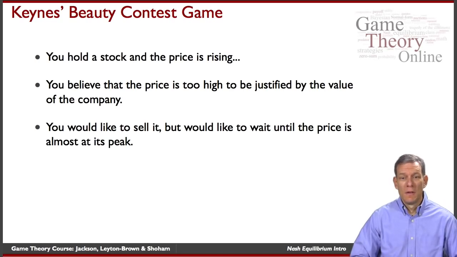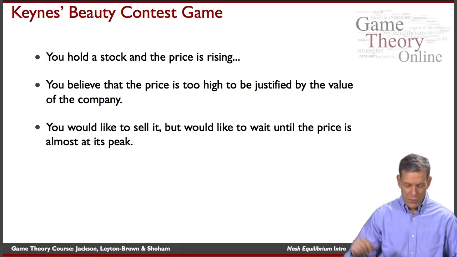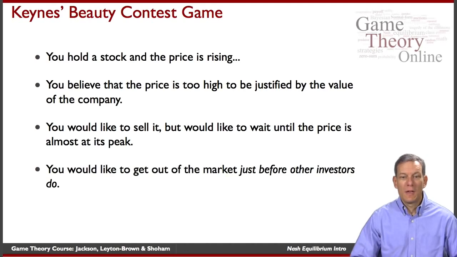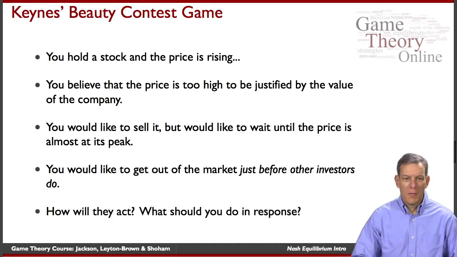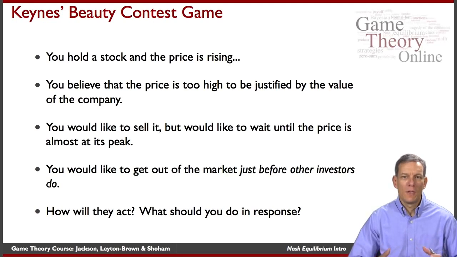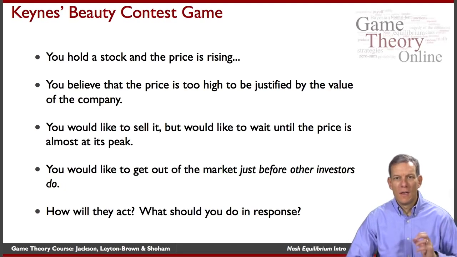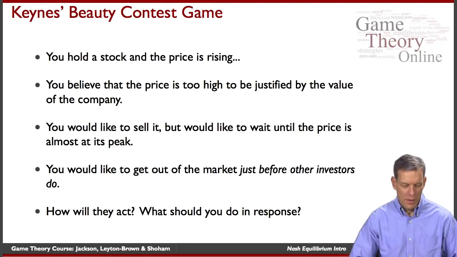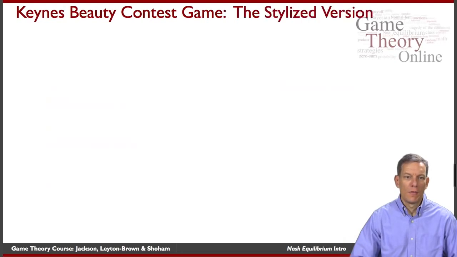You'd like to sell it, but you'd like to wait until the price is at its peak, just where it's going to hit its maximum before you sell. So you want to get out of the market just before the other investors do. This is a game where you have to predict what other people think about the stock price, what they're going to do, and when they want to get out. How will they act? How should you respond to that? The basic ingredients of Nash equilibrium are having some prediction of what other players are doing and then choosing the optimal strategy in response to that. These are the two key ingredients.